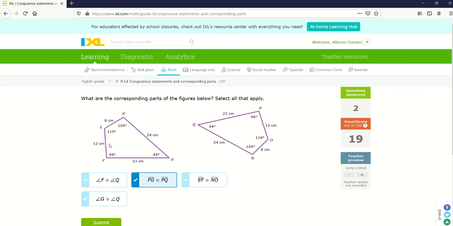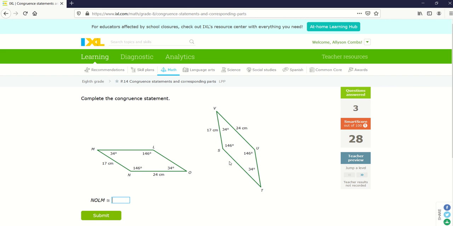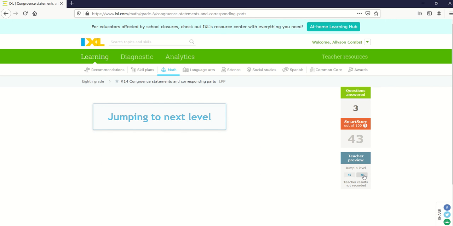Angle G is 44 and Q is 44. So yep, those match up. So we can submit, and there we go. Okay, hopefully that makes more sense to you.